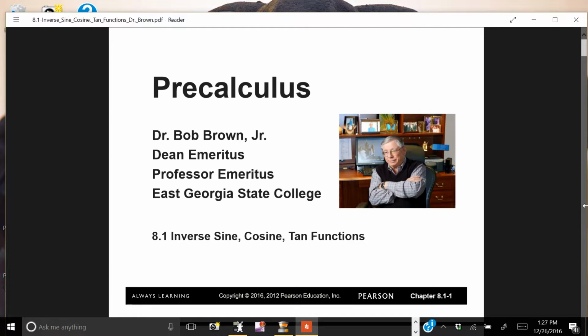Dr. Brown. In this chapter 8.1, we're going to study inverse sine, inverse cosine, and inverse tangent functions. What we're going to be able to do is, given the value of a trig function, find the angle that it is the trig function of.